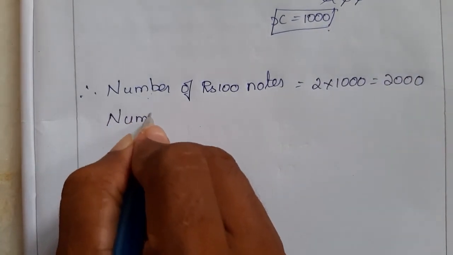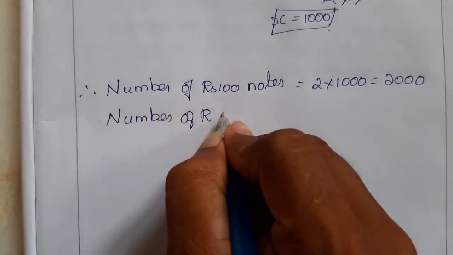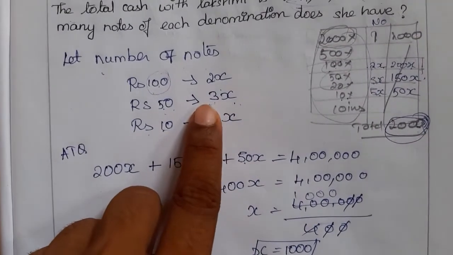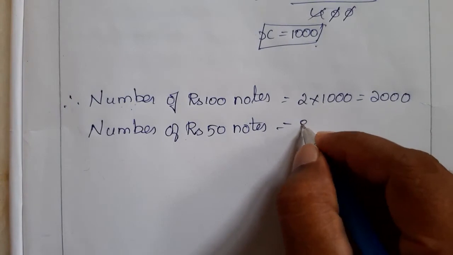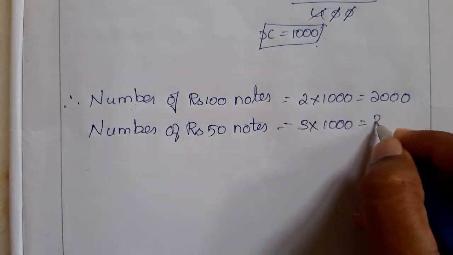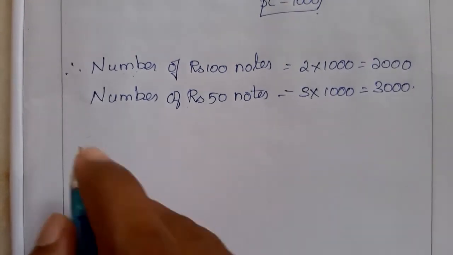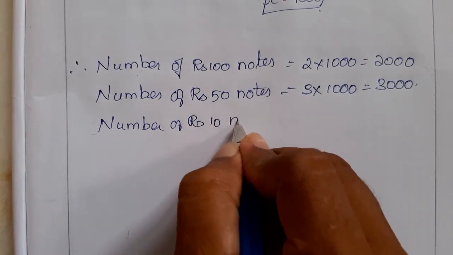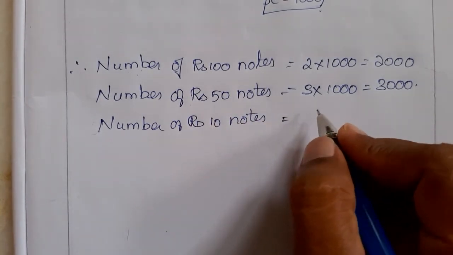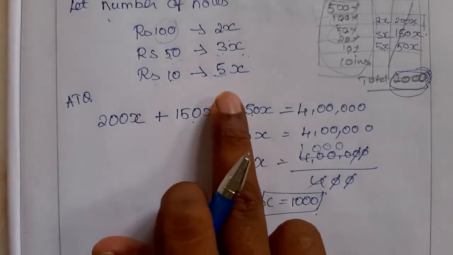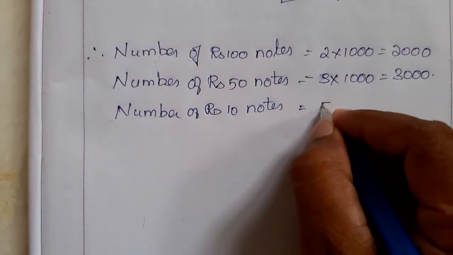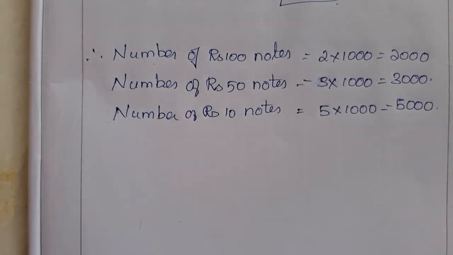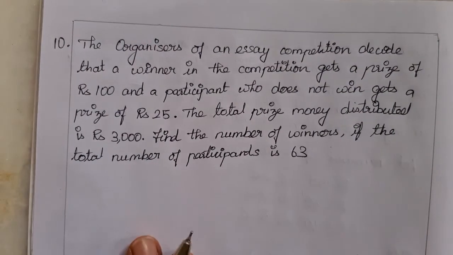The number of rupees 50 notes, how much is given? It's 3x, right? So 3x with x as 1000, so 3 into 1000 is 3000. And the number of rupees 10 notes is how much? You can see it's 5x. So x is 1000, so 5 into 1000, it's 5000. Clear? So here we go for the next word problem.